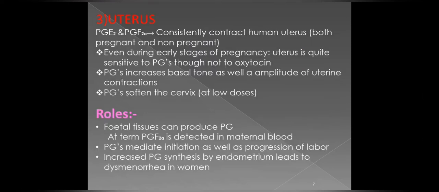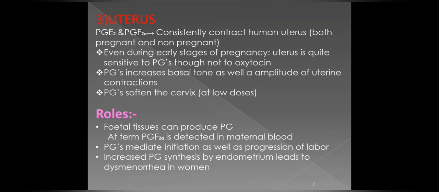Next is the uterus. Prostaglandin E2 and prostaglandin F2 alpha can consistently contract the human uterus, both in pregnant and non-pregnant women. During the early stages of pregnancy, the uterus is quite sensitive to prostaglandins, though not to oxytocin. Prostaglandins can increase the basal tone as well as the amplitude of uterine contractions. That is, prostaglandins can control the intrauterine pressure occurring between contractions. At low doses, prostaglandins can soften the cervix.